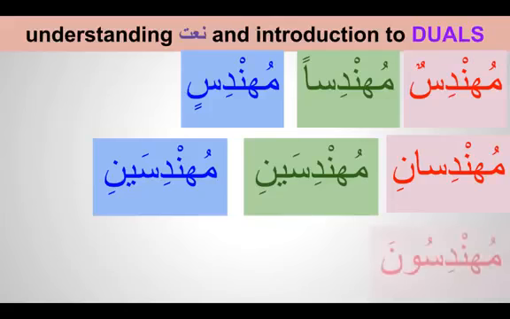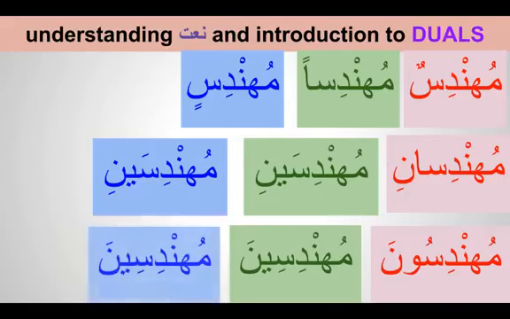Good. Muhandisuna, Muhandisina, Muhandisina. So we have to look for the Noon with Fatha, which comes for the plural, and the sound Ina is plural, and Aini, Ani and Aini are duals, and Una and Ina are plural. So when you have a noun ending with Una, you know it is Marfu, plural, and when we have a noun with Ani, we know it is dual, Marfu, and Aini is Mansoob, Majroor.